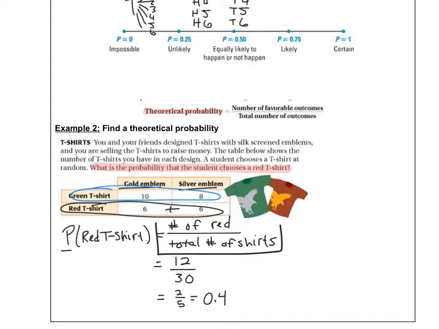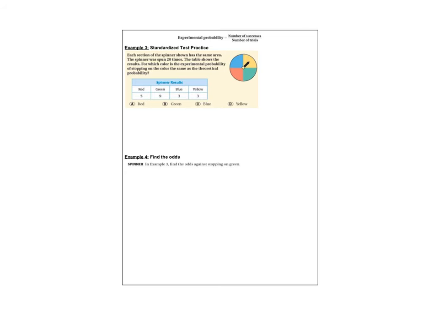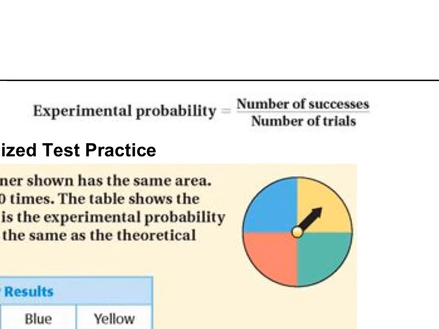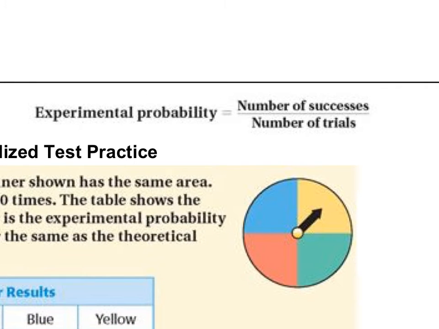theoretical probability is the number of favorable outcomes over the total number of outcomes. We'll get that as a fraction, simplified, and then we put it as a decimal. All right. The other type of probability is known as experimental probability, and this is when you've actually done the experiments, okay? Because it's the number of times you were successful over the total number of trials.